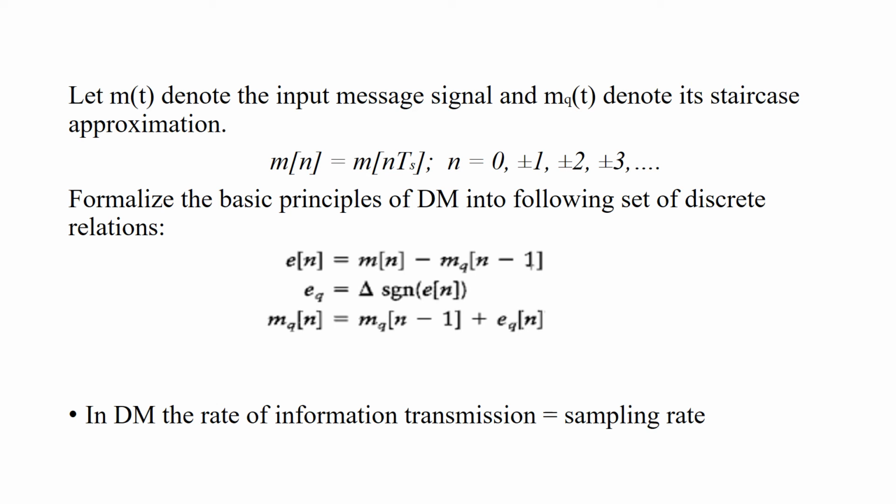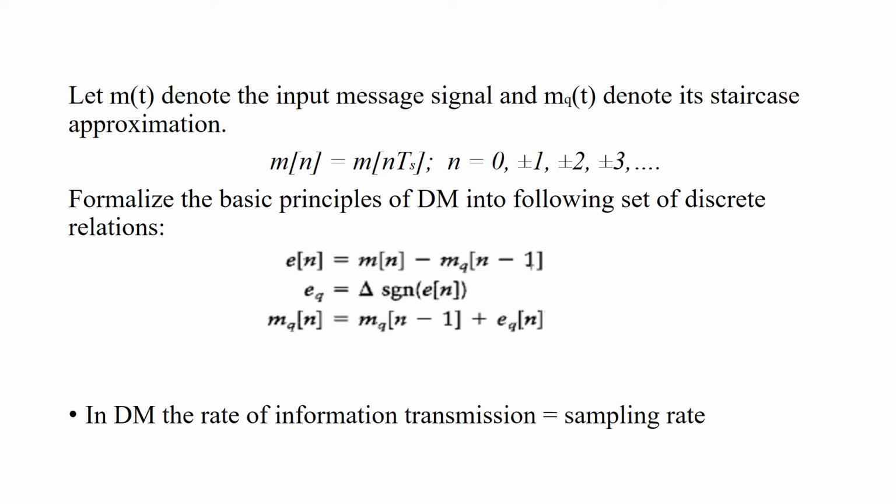Here Ts is the sampling period, and M of nTs is a sample of the signal M of t at t is equal to nTs. Formalizing the basic principles of delta modulation, we get the following set of equations. E of n is equal to M of n minus MQ of n minus 1.